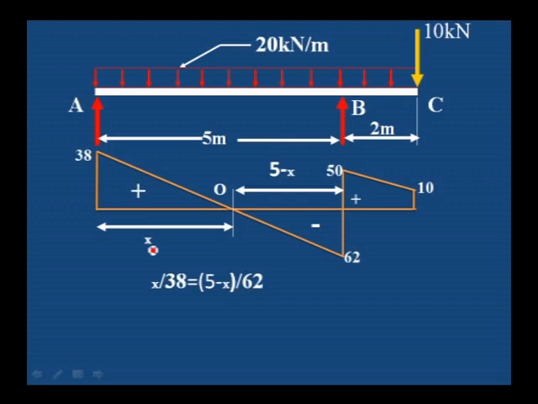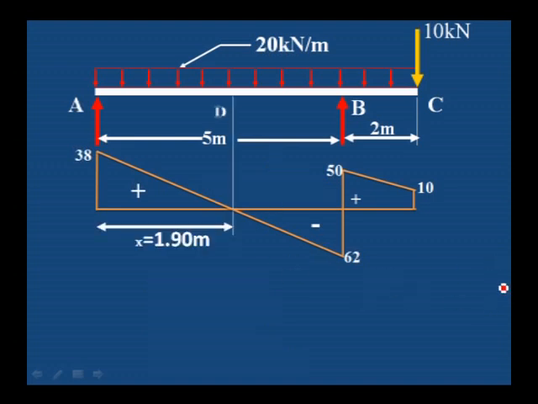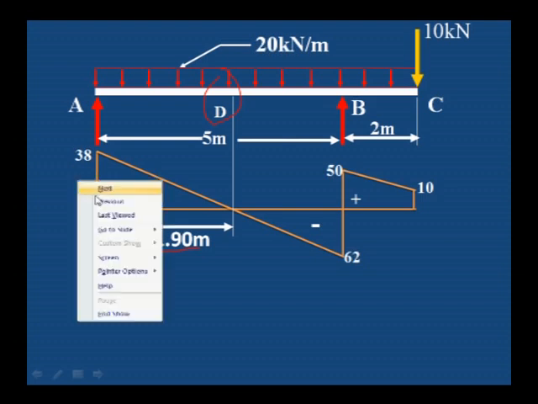x divided by 38 is equal to 5 minus x divided by 62. We can get the x value as 1.90, that is 1.90 from the A point where shear force is 0. We can call this point the D point, at a distance of 1.9 meter from A.